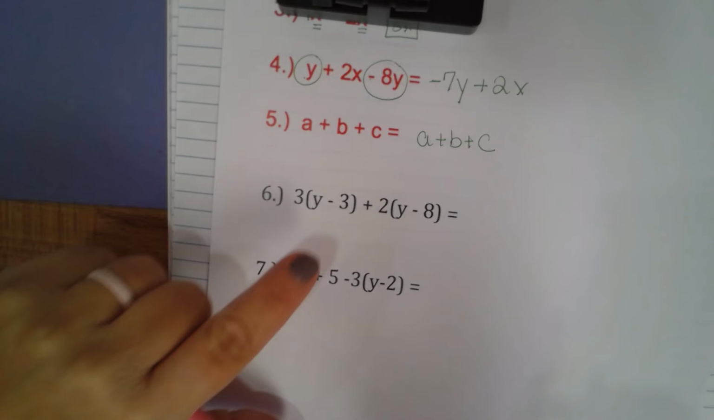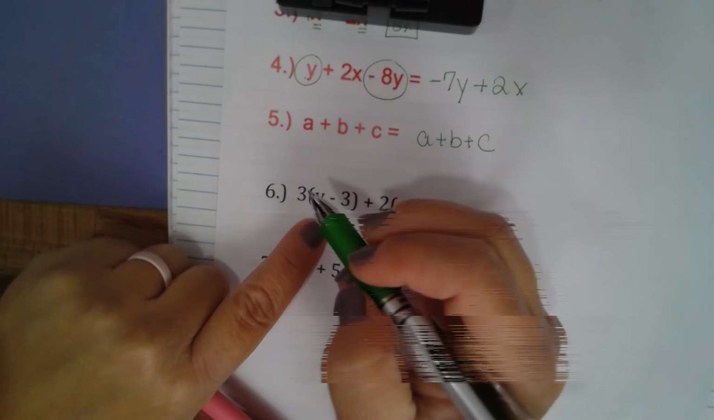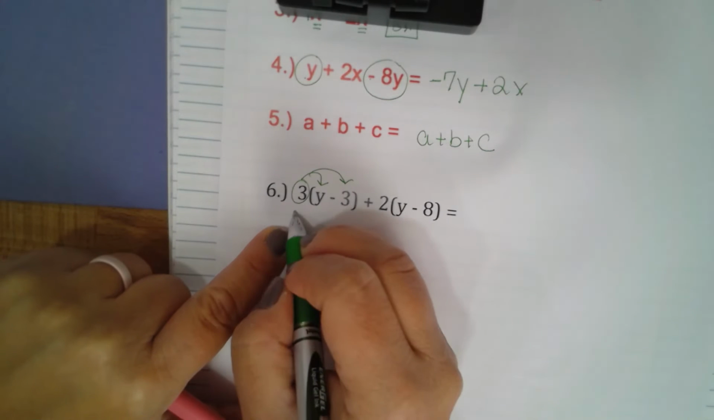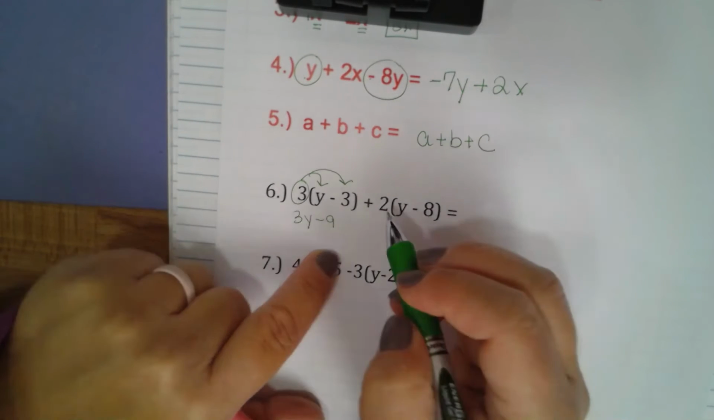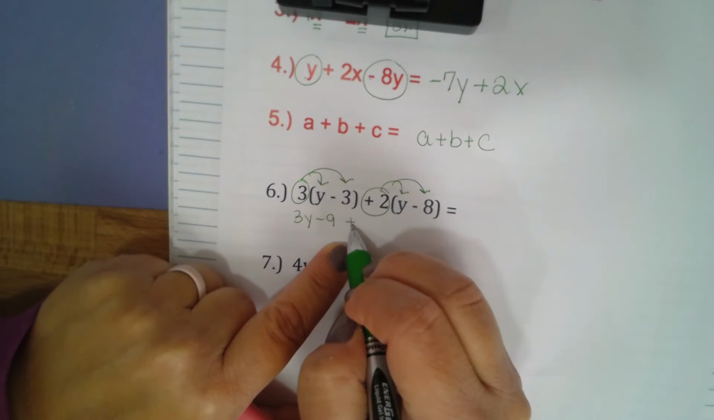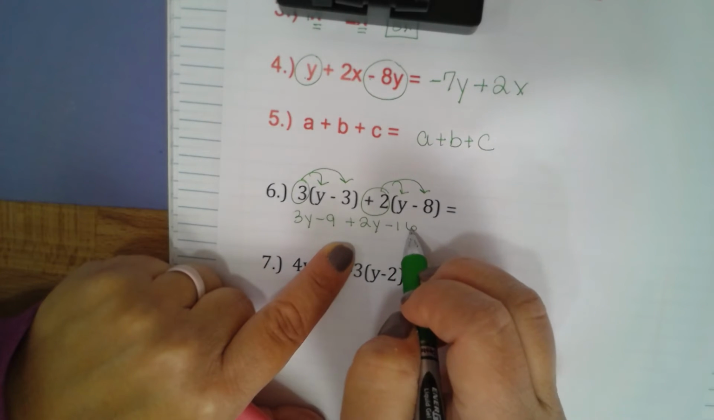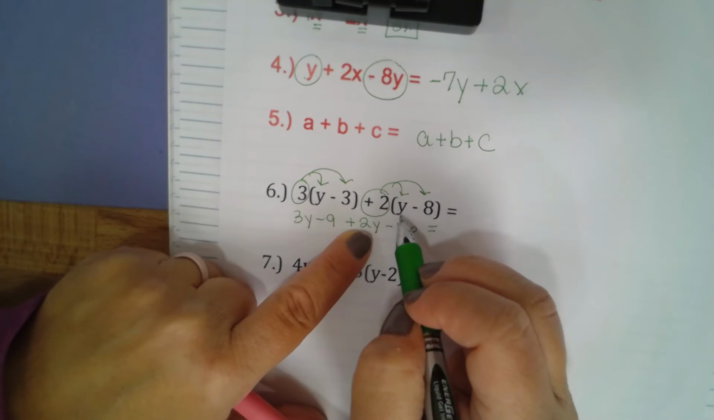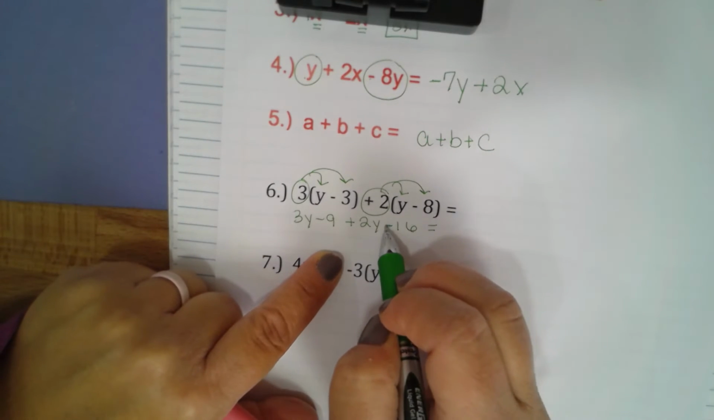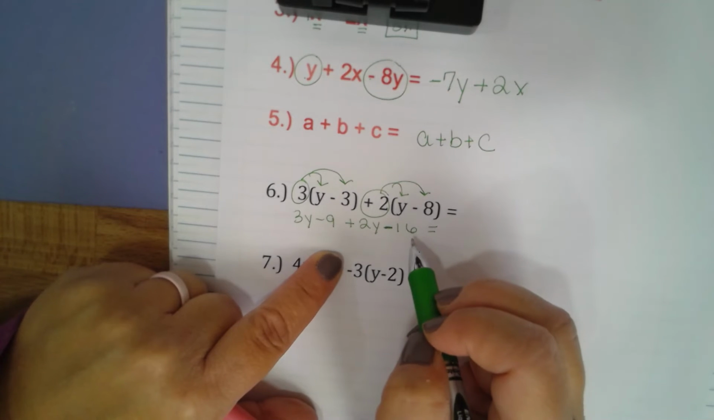Okay. Last one, you should have distributed the last two. You should have distributed the 3 just to this parenthesis. And then you distributed the plus 2 to just this parenthesis. Right, so plus 2y minus 16. Make it clean. You should only have one symbol here, not plus and negative.